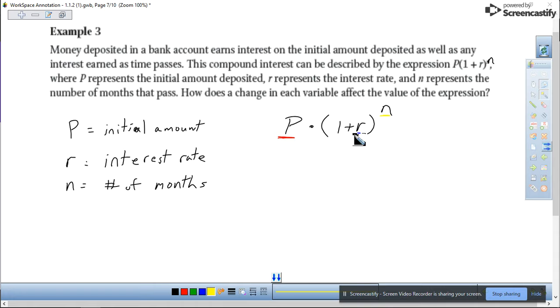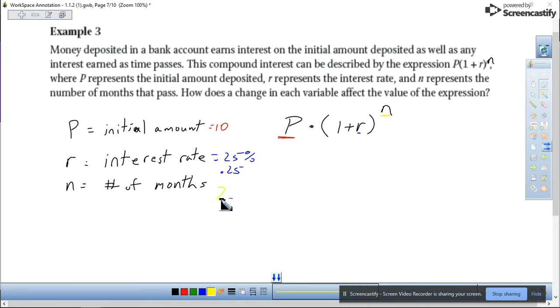Now, to me, it's a little bit easier to understand and see that if we look at it with some numbers. They didn't give us any numbers in the problem, but we can create our own. Let's say that we're going to start with an initial amount of $10, and we're going to have an interest rate of 25%, which is 0.25 for the math purposes. And the number of months, that's going to be 2.